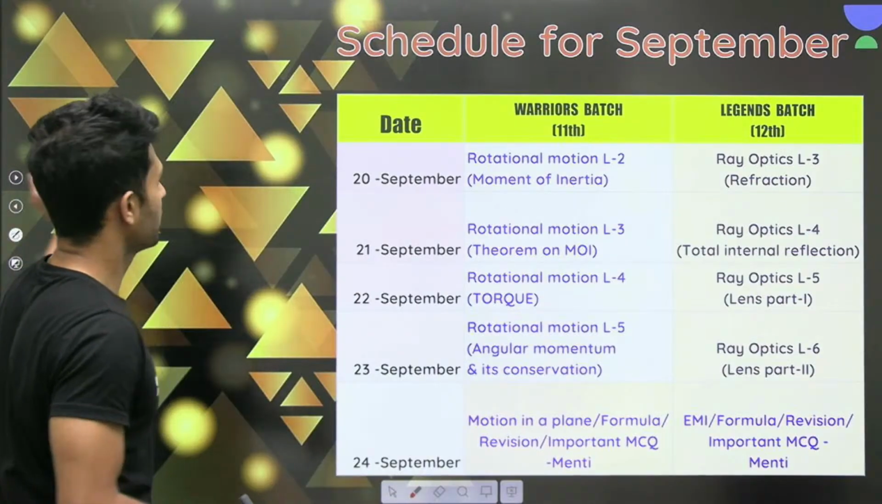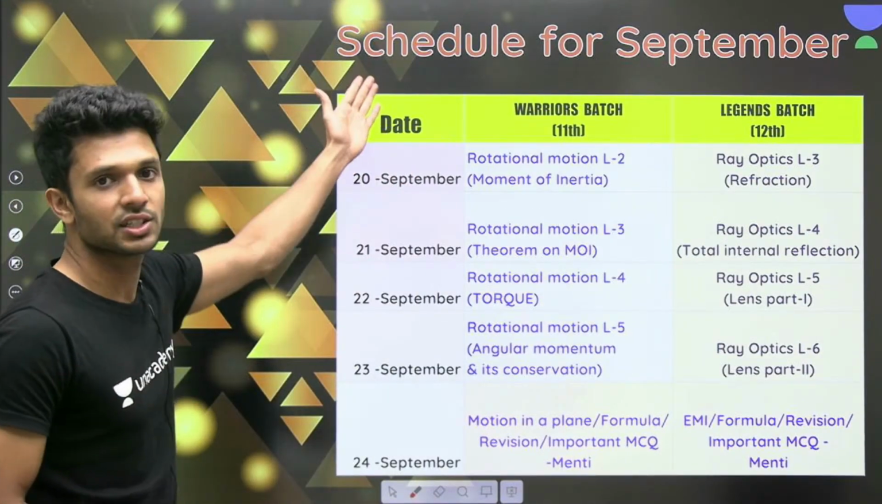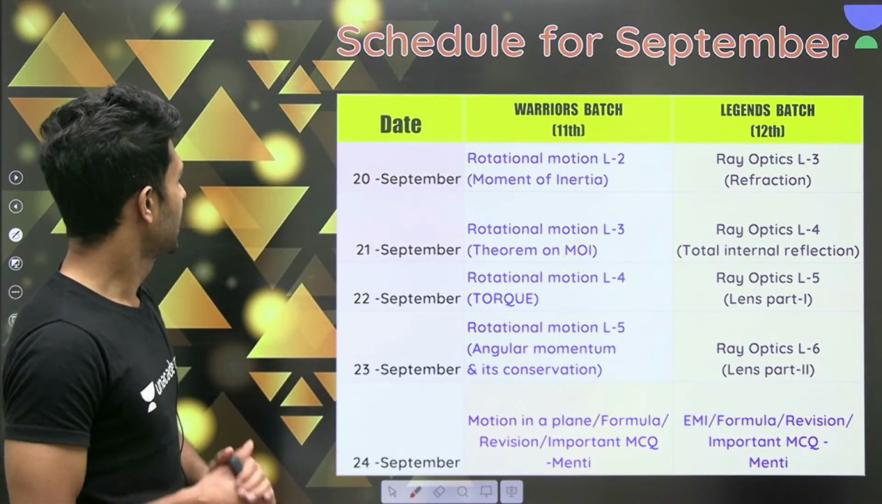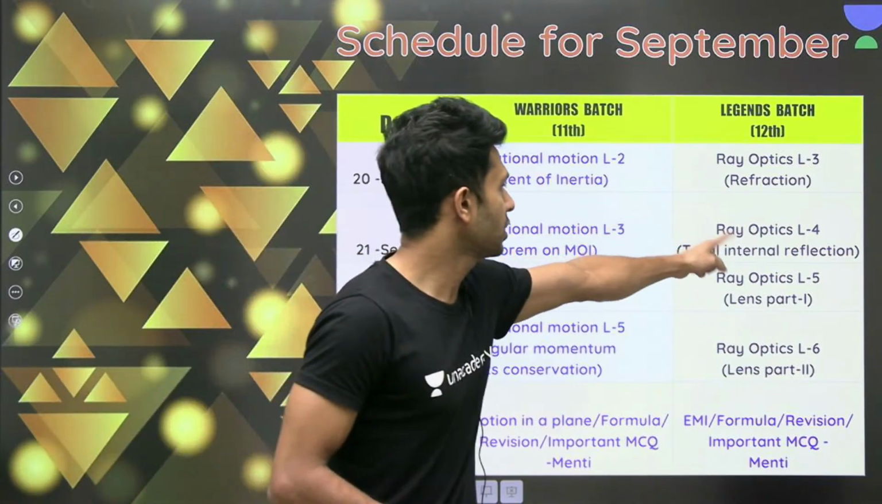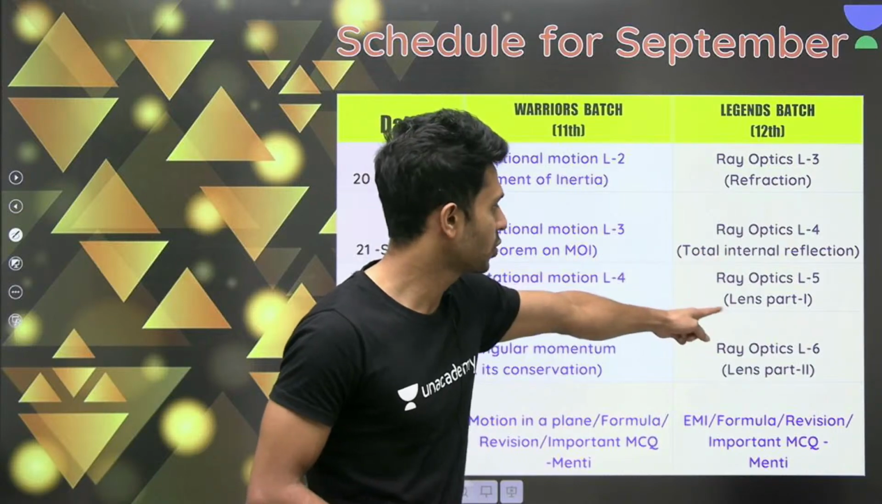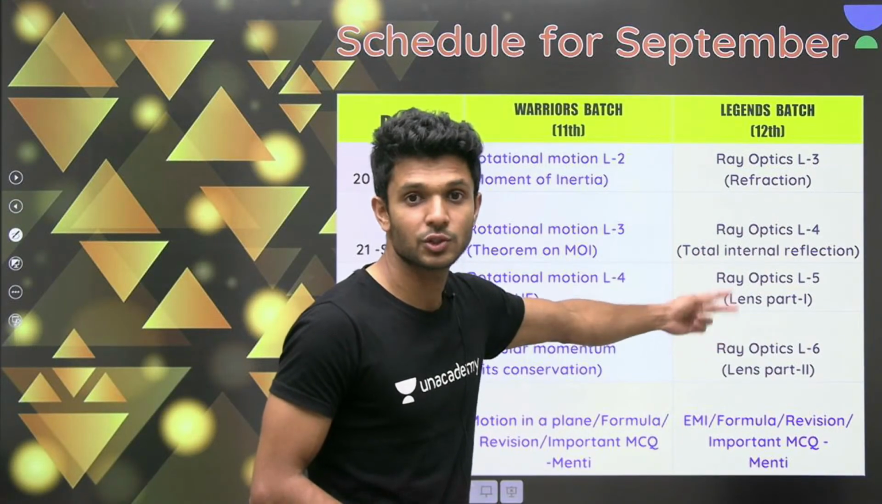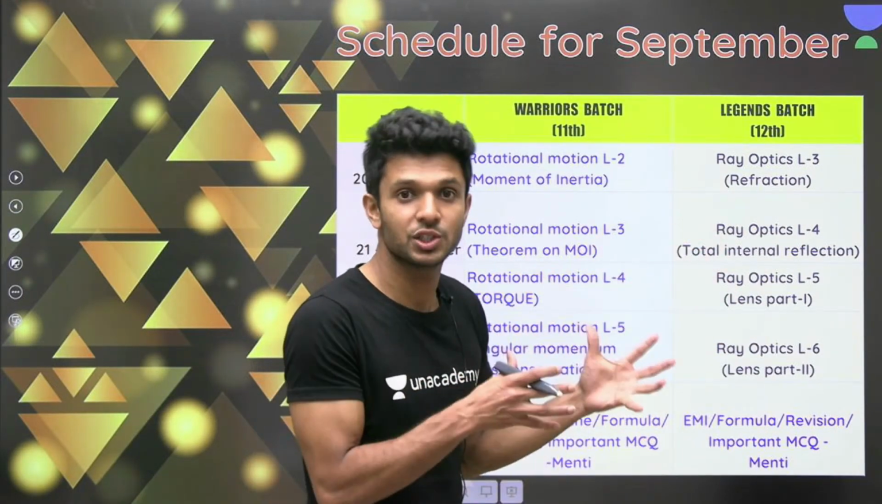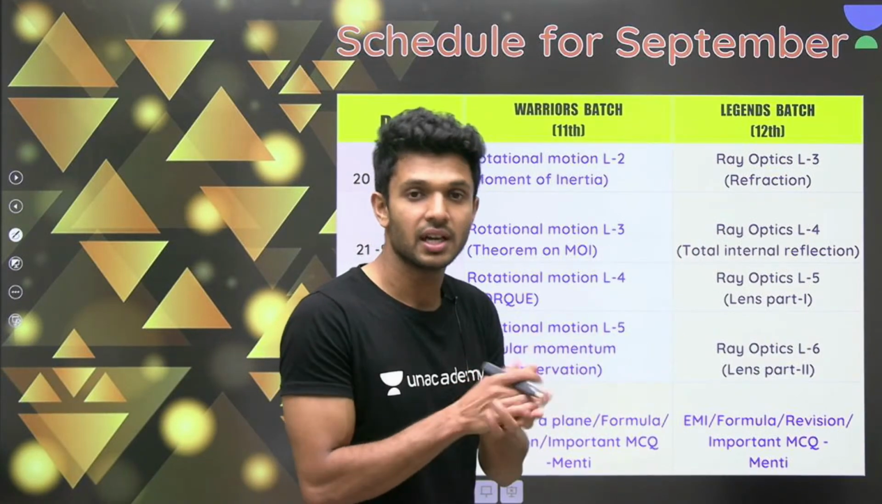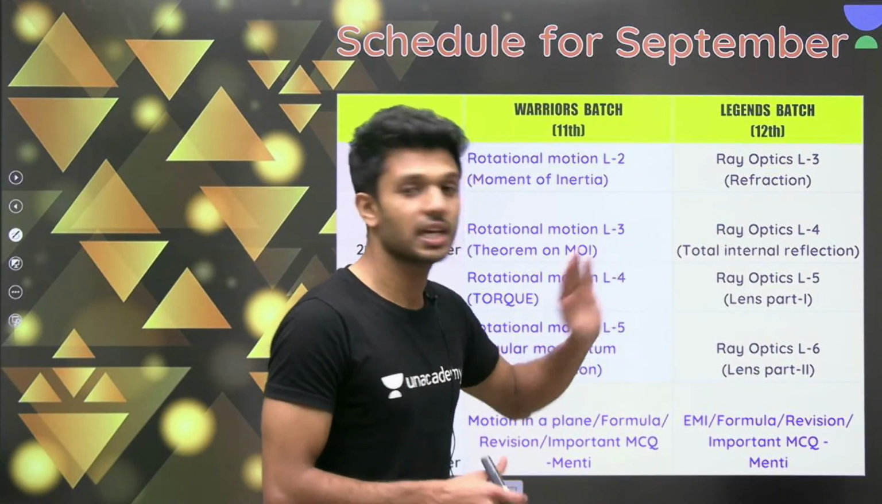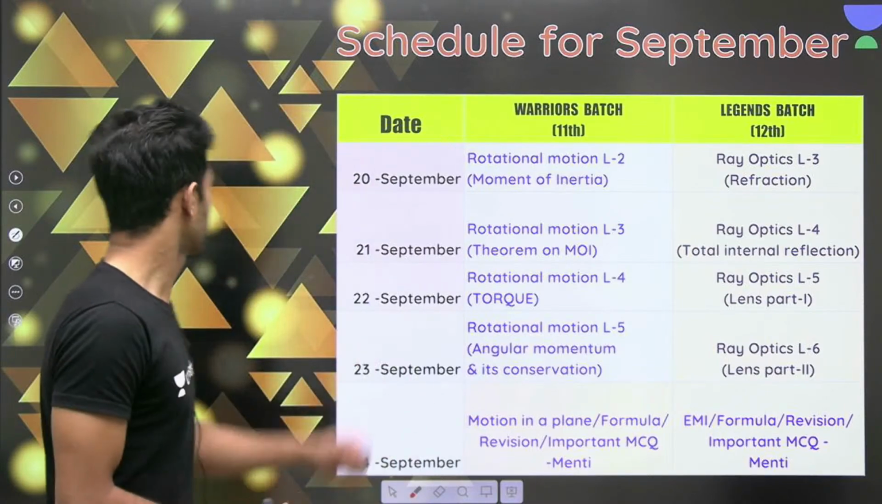Now, if we proceed, you can see that this is the schedule for this particular month. Here we are on the 21st, ray optics, total internal reflection. Tomorrow we will be talking about lenses. So many new things which you didn't learn in your 10th standard will be learned here. So make sure that you are on time at tomorrow's class also.